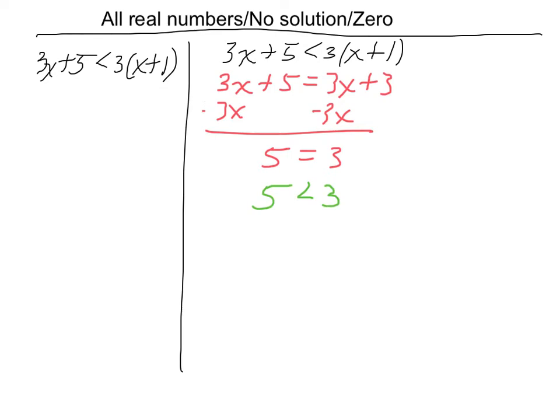I use the less than symbol because it's that symbol right there, so that symbol is the same as that one. 5 is less than 3 is not true. This is false, which means this problem has no solution. So if you look up here in my things, I have all real numbers, no solution, or 0. This is the one that has no solution. Okay? So if you get it to where 5 does not equal 3, that means there's no x value that makes this true. All right, now take the next slide.